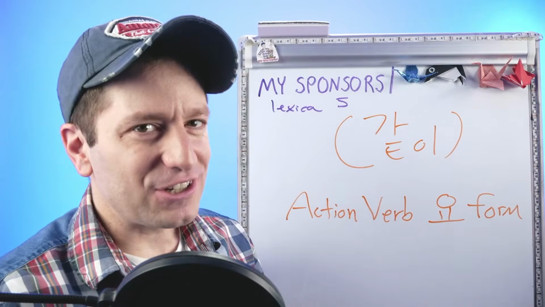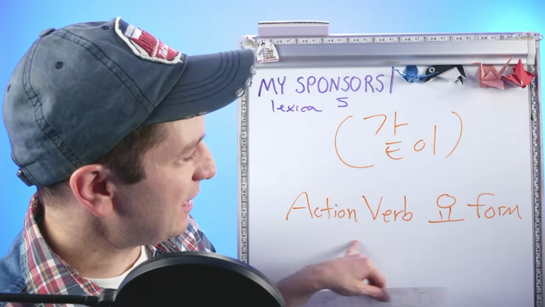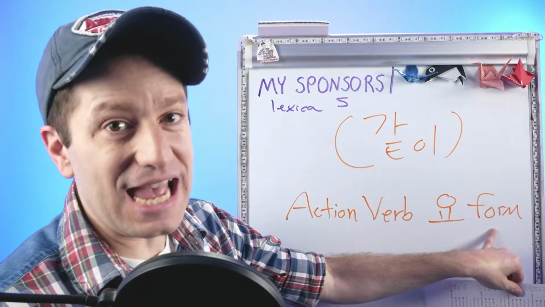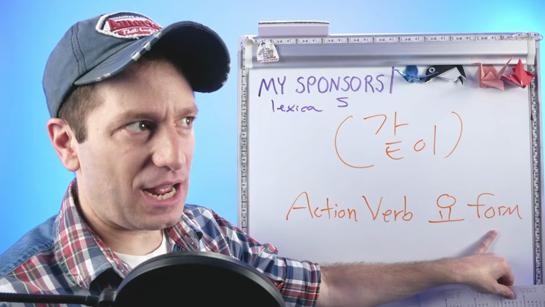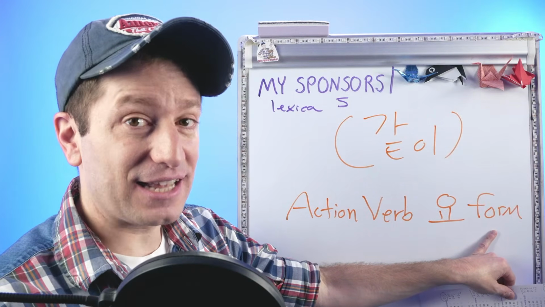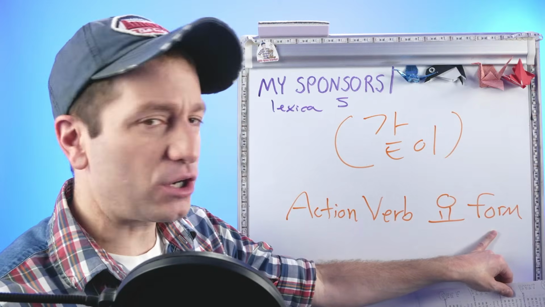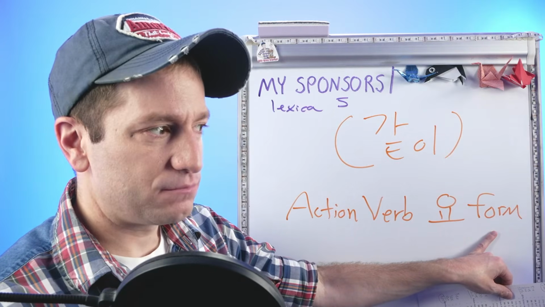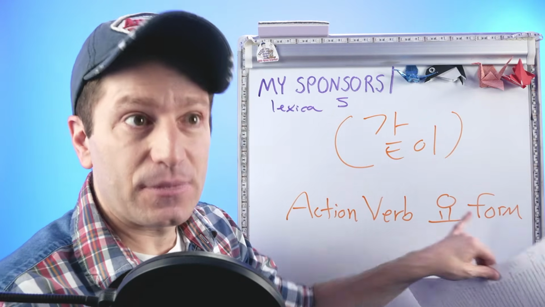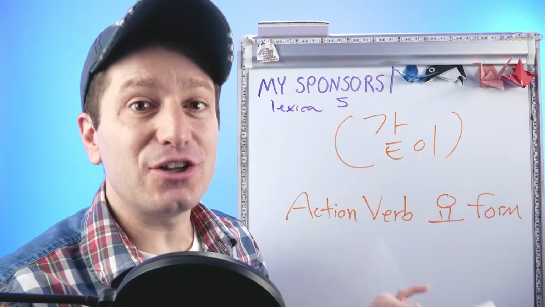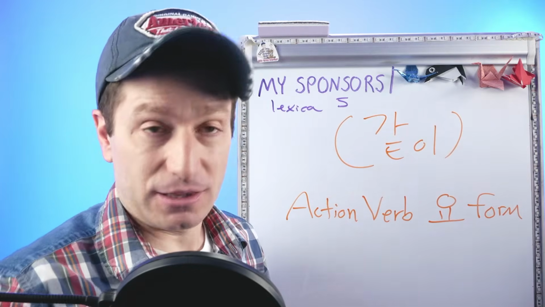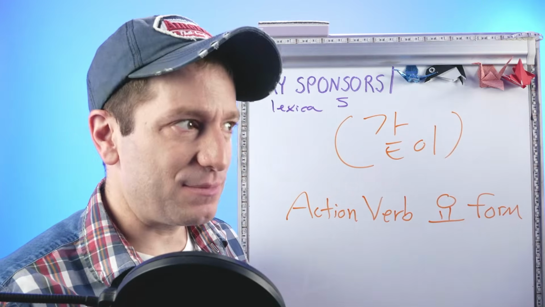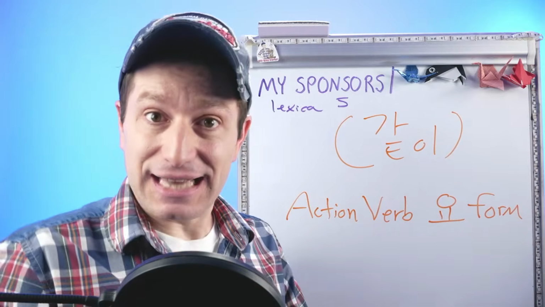Now, you actually already know how to make this form. You just take the yo form of any action verb. So 가다, 가요, 하다, 해요, 먹다, 먹어요. And you're done. Yes, the regular yo form has a lot of uses to it. One of them is to say let's.